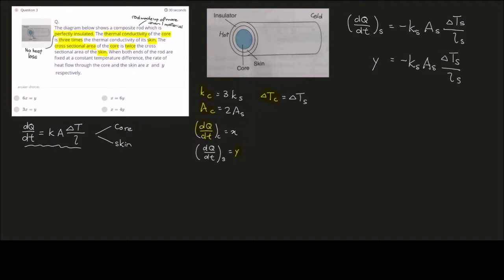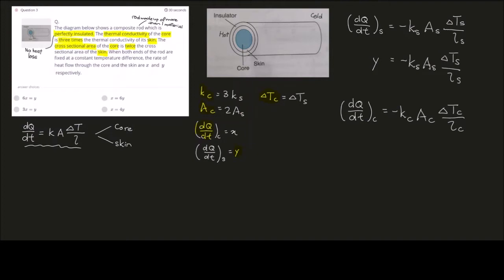So now what about the core? The core is dQ/dt of the core equals negative k core, area core, difference in temperature core, against length of the core. Now if we change everything to ks, then we can make a simple comparison between the two. You have to express both equations with the same variables. Only then can you make an appropriate comparison. If something is in s and something is in k, you have to choose one of them to standardize. In this case, we standardize everything in terms of the quantity for skin.